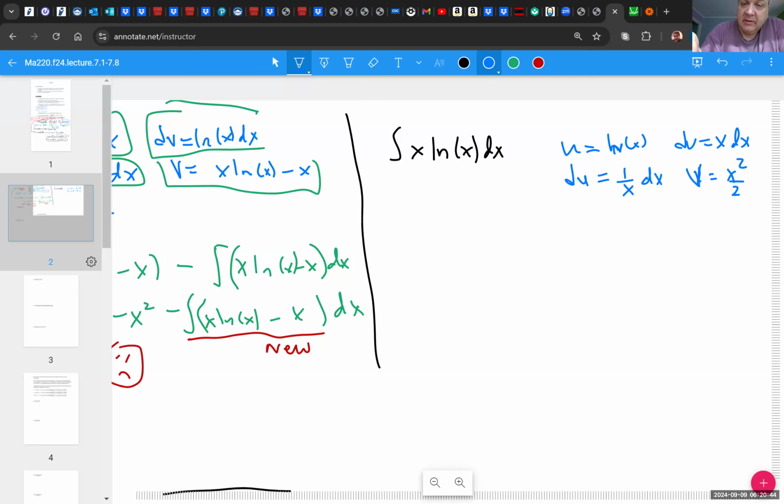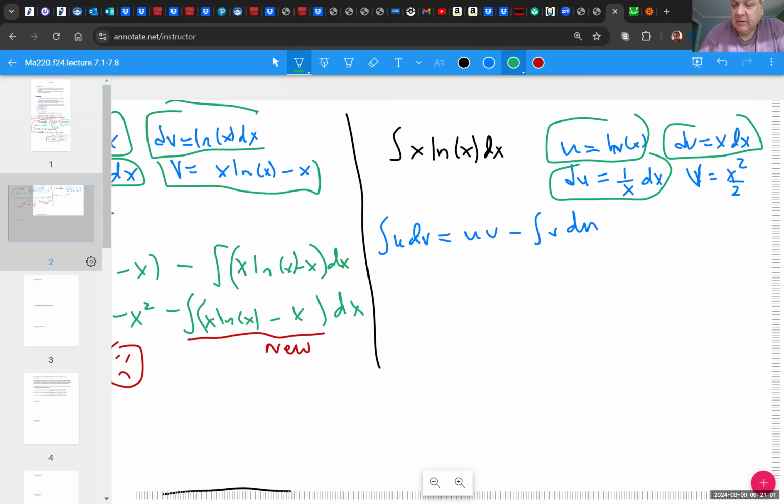So our formula over here is the integral of u dv is equal to uv minus the integral of v du. We have all our components, u and dv and du and v. We just put them into the formula. So the integral of u dv is equal to u times v minus the integral of v times du. Du is right over here, 1 over x dx.